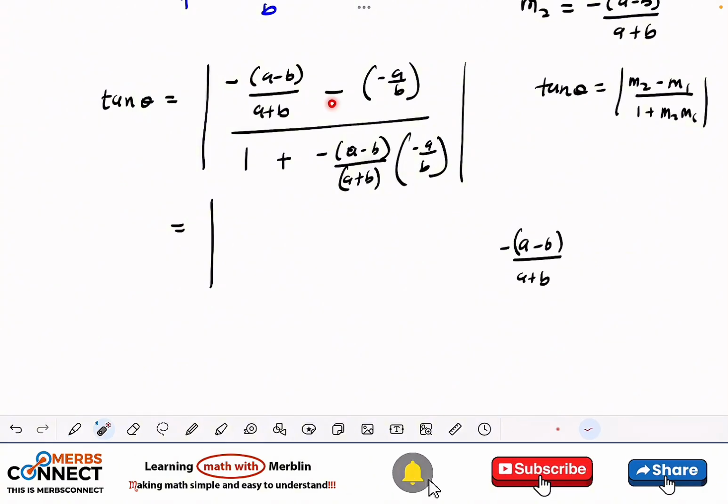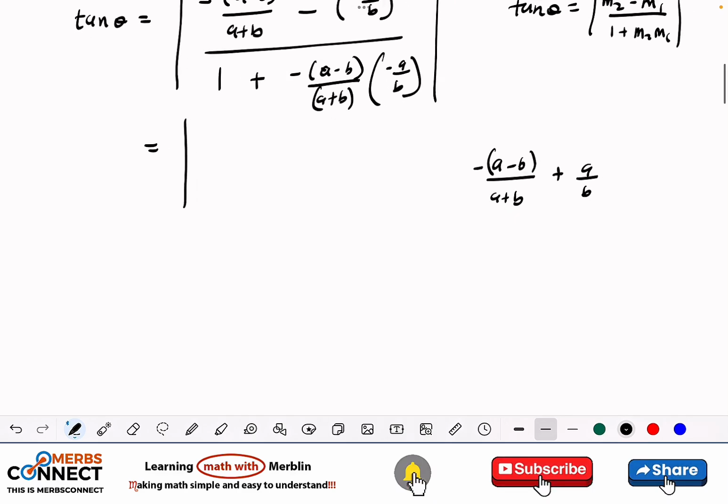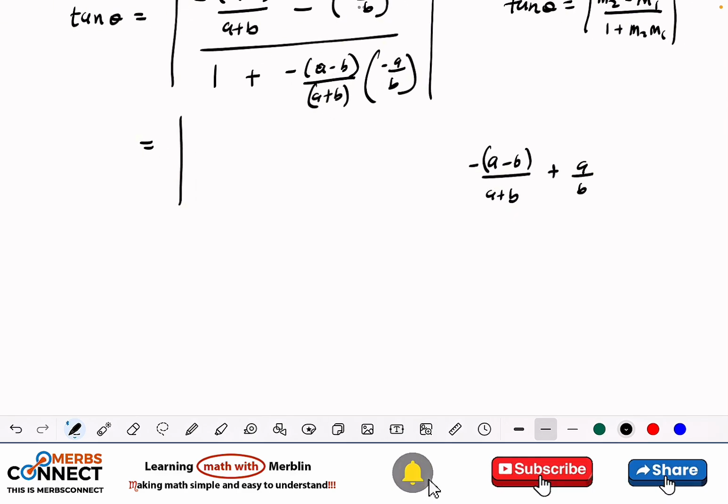So when I multiply, I'm going to get plus. So plus a divided by b, right? So let's try and find the LCM. If we are not finding the LCM, we can do something like this.